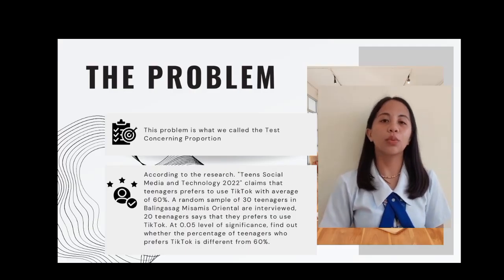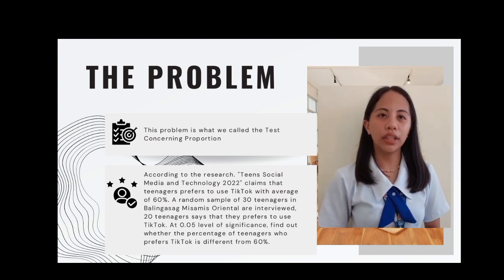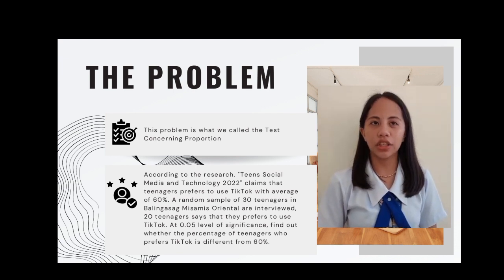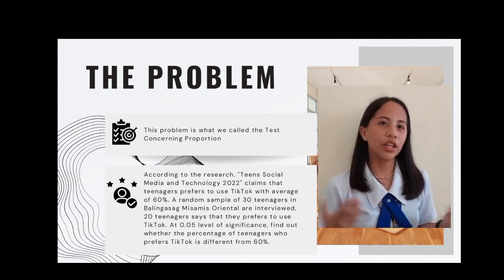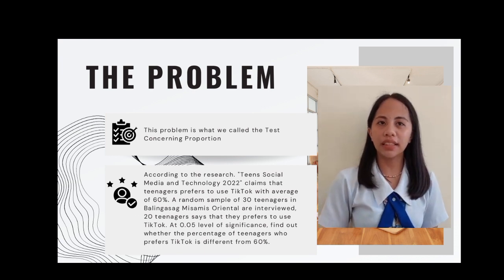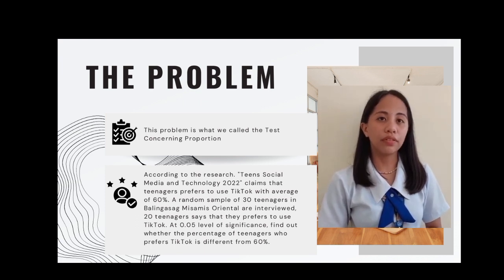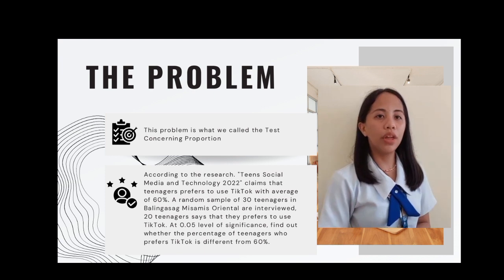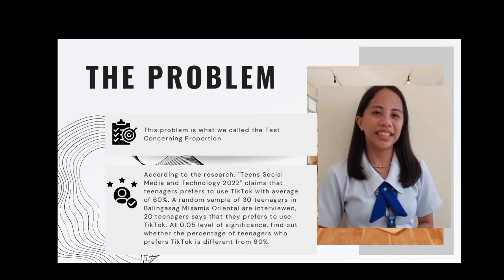This problem is what we call the test concerning proportion. According to the research, Teen Social Media and Technology 2022 claims that teenagers prefer to use TikTok, with an average of 60%. A random sample of 30 teenagers in Balisasan, Misamis Oriental are interviewed. 20 teenagers say that they prefer to use TikTok at 0.05 level of significance. Find out whether the percentage of the teenagers who prefer TikTok is different from 60%.